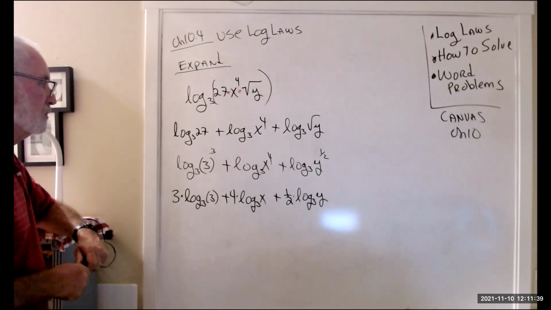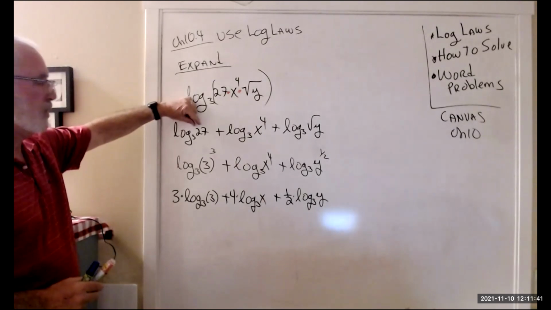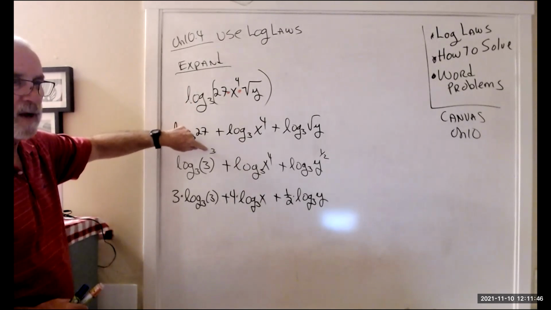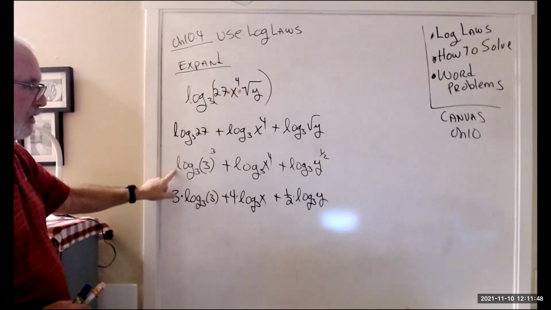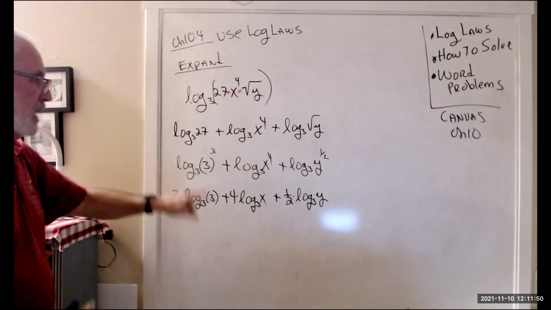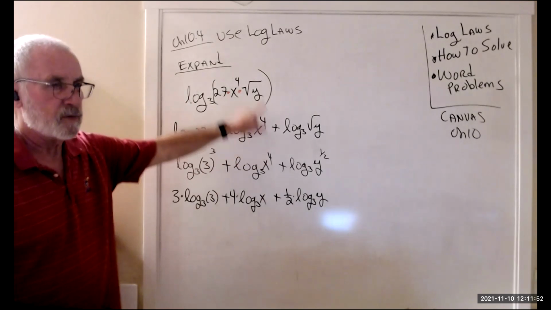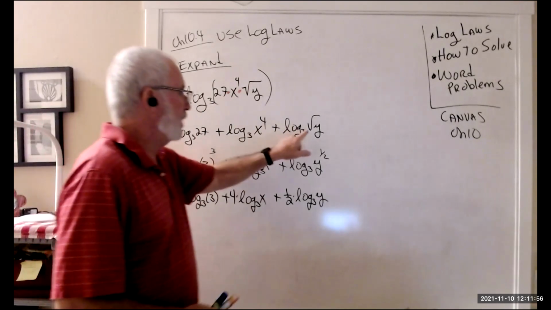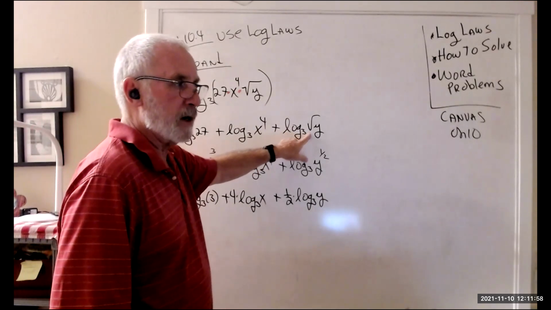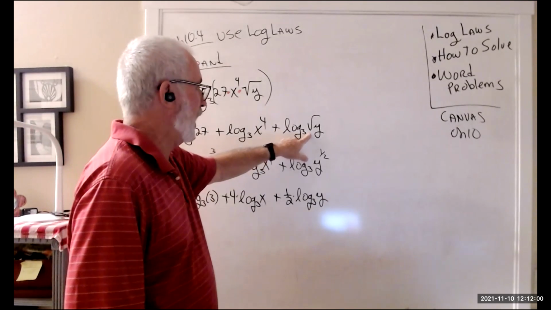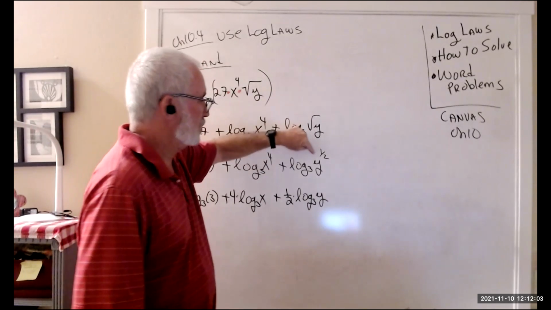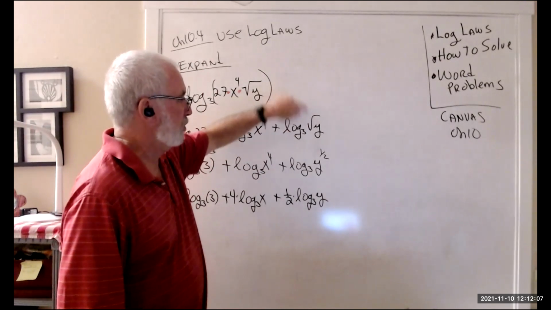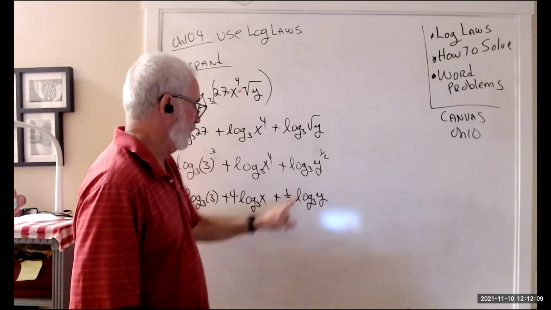So 27, you had to look inside of 27 to see that it was 3 to the 3rd power. That allowed you to bring the power out front. X to the 4th is kind of obvious. You can bring the 4 power out front, like I did here. Y to the 1/2, that's tricky. That's why I'm showing you this. The square root is the 1/2 power, so I can bring the 1/2 power out.